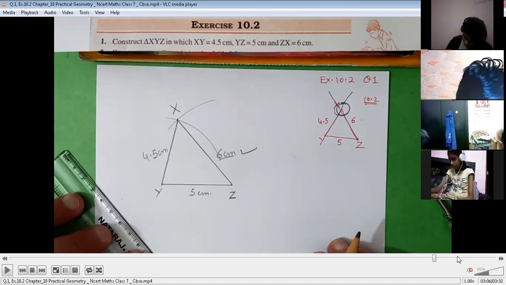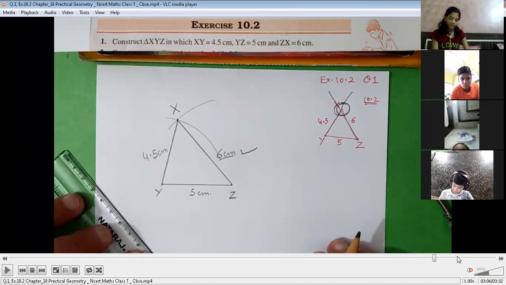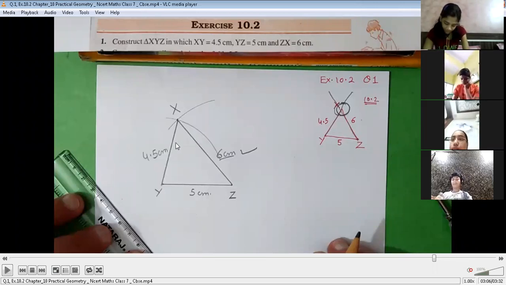Second step, with center Y and radius 4.5 centimeters, draw an arc.